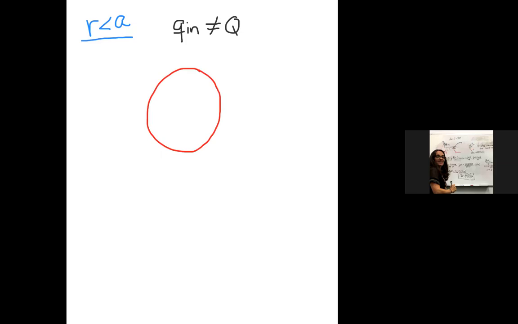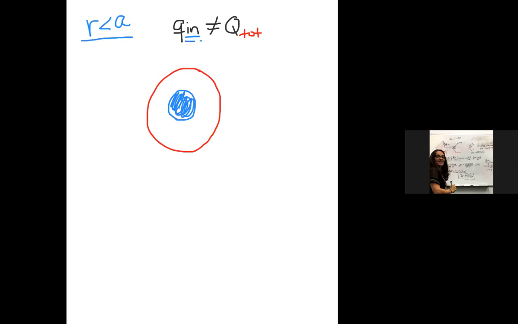Okay, so now let's do it for when our Gaussian is inside our sphere. I'm not going to redraw, I feel like I've already done that. Our charge inside our Gaussian is not the total charge. Here's my total charge Q, and Q total is going to be in, what color is that? That's right. My Gaussian is inside of here.